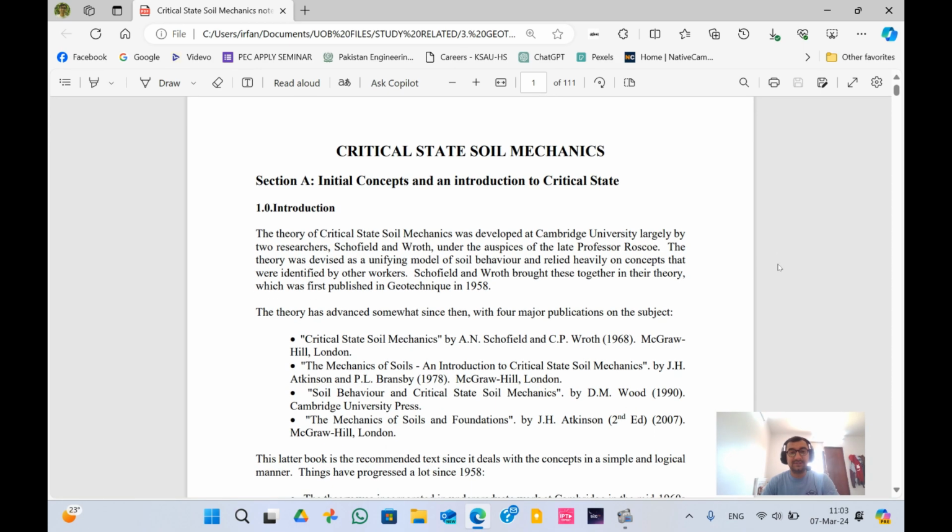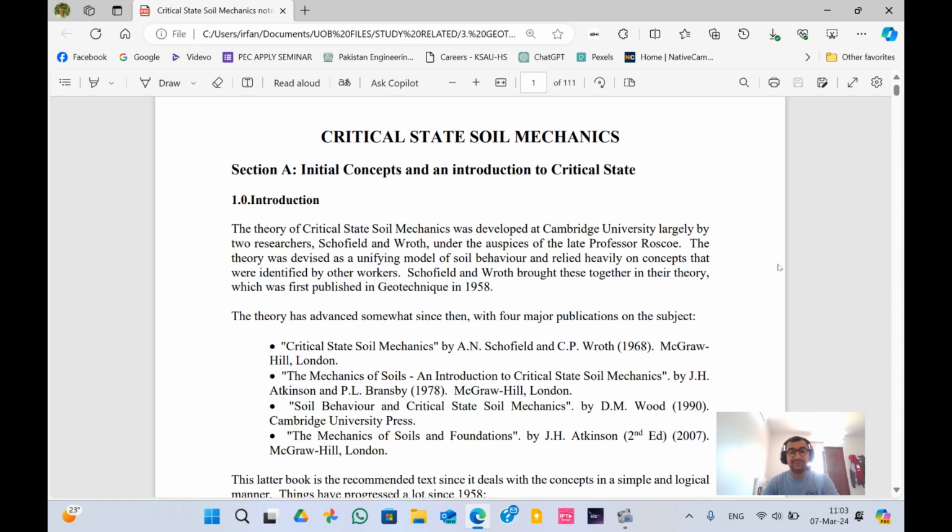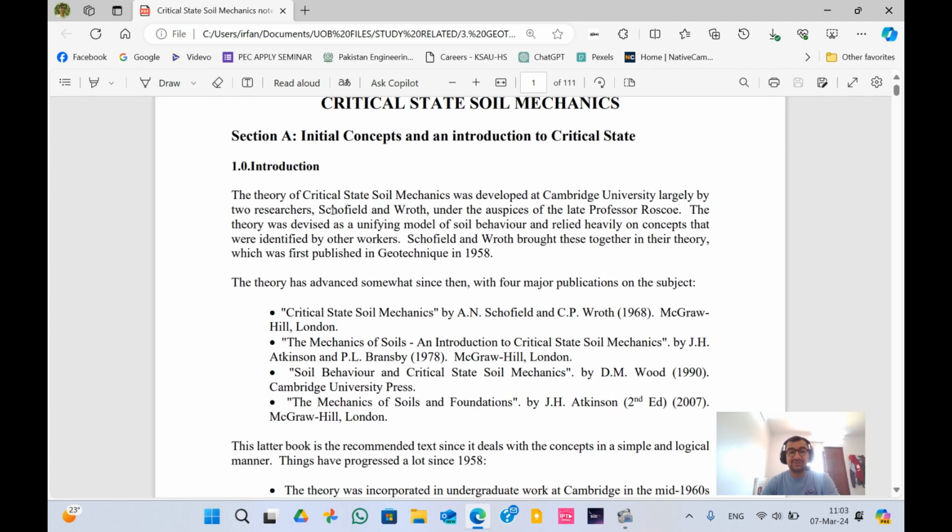This is the first section of the notes that you will be studying in the university. It is mostly regarding the history behind soil mechanics and also some of the things that you have already learned in your bachelor examination. The theory of critical state soil mechanics was developed at Cambridge University by two researchers. Professor Roscoe is one of the most important figures because in the later stages of the lectures, you will see that we will be using graphs that have been named after Professor Roscoe.